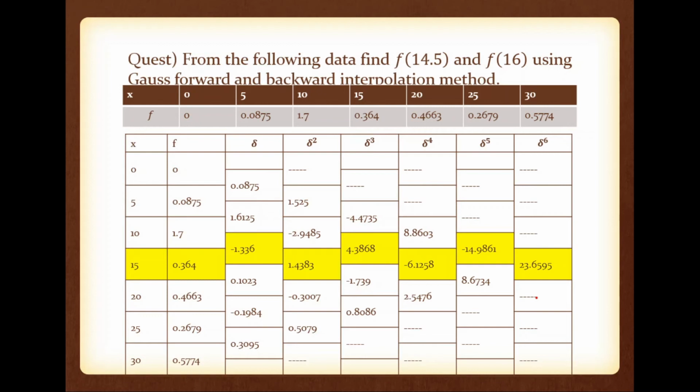Now we are going to find f of 14.5. So the same data we have, same central difference. I told you for both Gauss forward and backward interpolation methods, the table used is the same. The only difference is that again, this is x0 equal to 15. So we need this central data. But the odd data are missing, so we have to use the previous one.